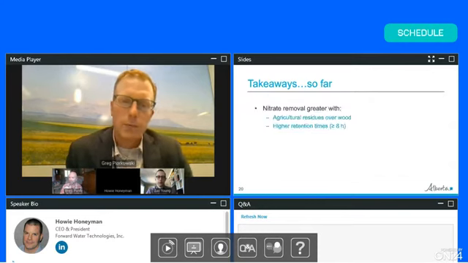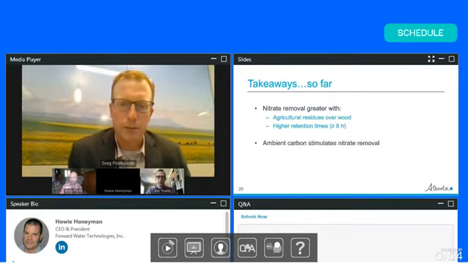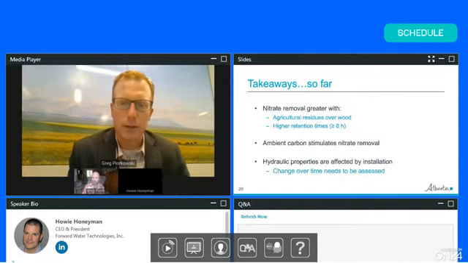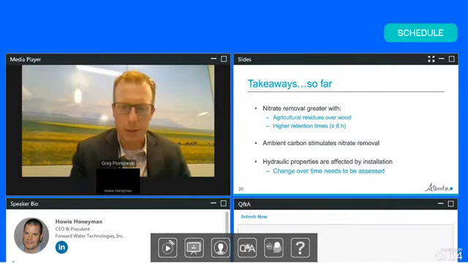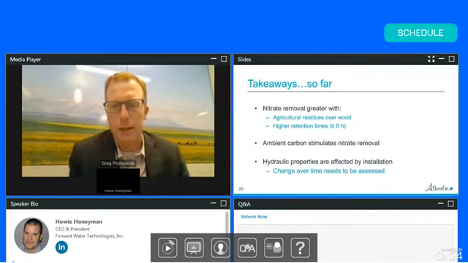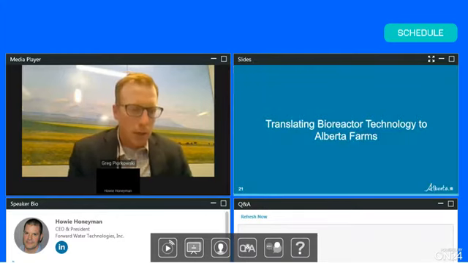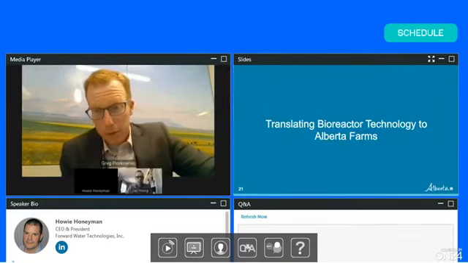So the takeaway so far: we do have demonstrated good nitrate removal in these systems. Agricultural residues are doing very well. Carbon is an important factor here. And we do have some indication that the hydraulic properties tend to be affected by how these bioreactors are installed. But more importantly, we want to look at how things change over time. So that's basically what we're doing.